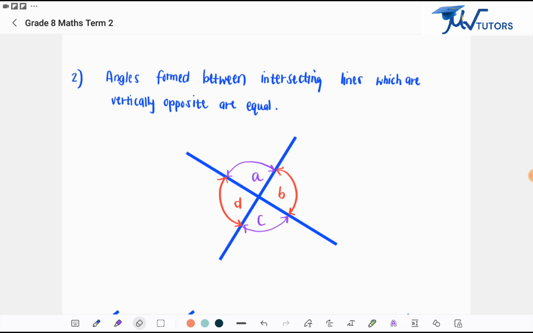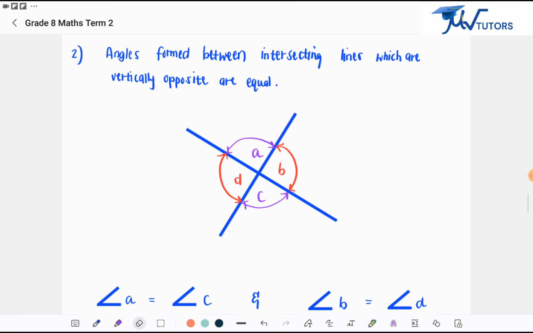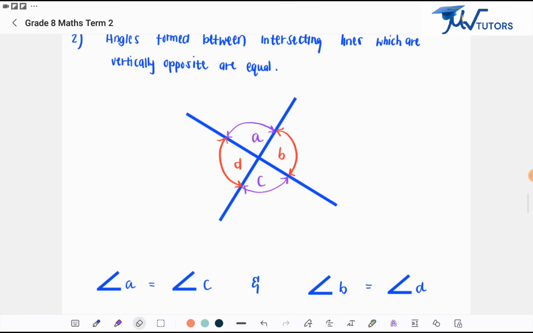Okay, and according to the sketch, we can then see that angle A is equal to angle C and angle B is equal to angle D. All right, so those are vertically opposite angles. If you're going to write it simply, you can just say vertically opposite angles. Okay, you don't need to write out the entire thing.